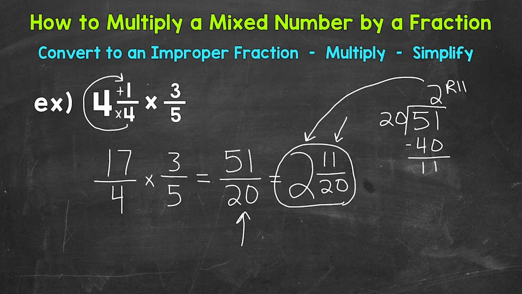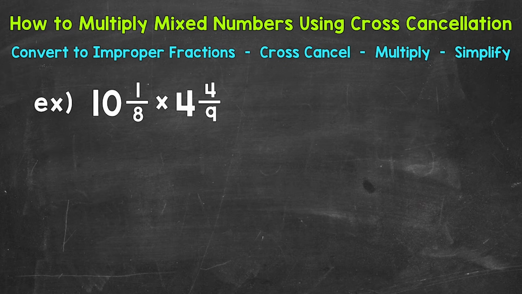There's how to multiply a mixed number by a fraction. Let's move on to using cancellation when multiplying mixed numbers. Now we will take a look at using cancellation when multiplying mixed numbers. Let's jump into our example where we have 10 and 1/8 times 4 and 4/9.